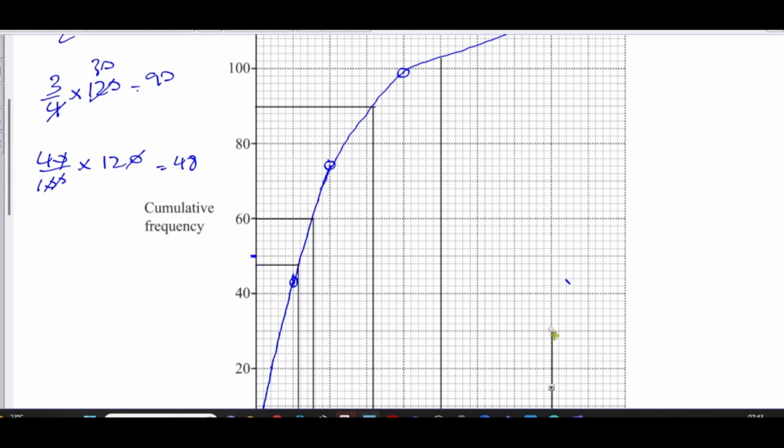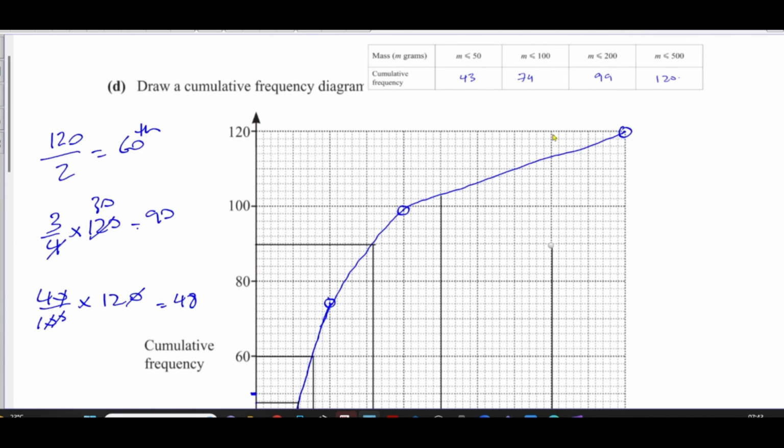Of course, you're going to use a ruler and a pencil when you're doing this. Sorry about that. I just sneezed. Okay, all the way up to there. And what we're going to do now is see what those values are on the cumulative frequency axis. So this is around that point, and this is around that point there.